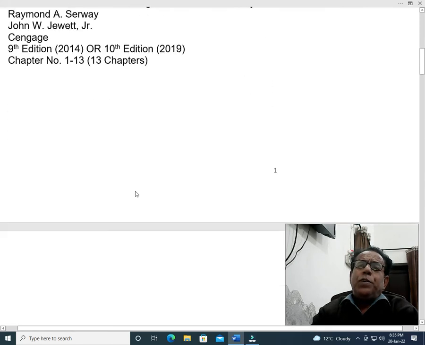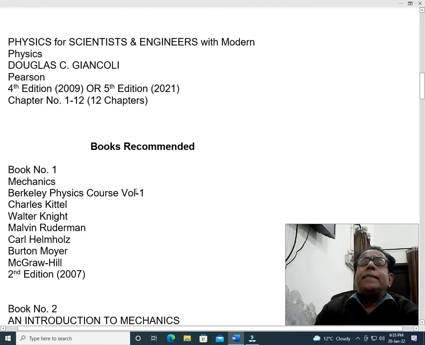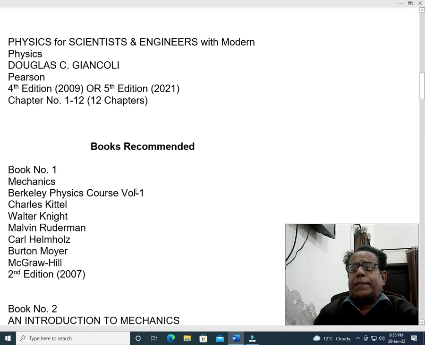Now we come towards the fourth general physics book, which is under the title Physics for Scientists and Engineers with Modern Physics. Its author is Douglas C. Giancoli, publisher is Pearson, and its fourth edition 2009 or fifth edition, likely to be available in 2022, will be followed. In this book the first 12 chapters relate to general mechanics. We have excluded the chapter in which fluids or fluid mechanics is taken. So we will study the first 12 chapters of this book and we will not be concerned with the whole book.